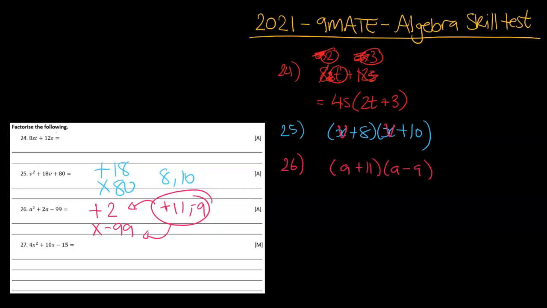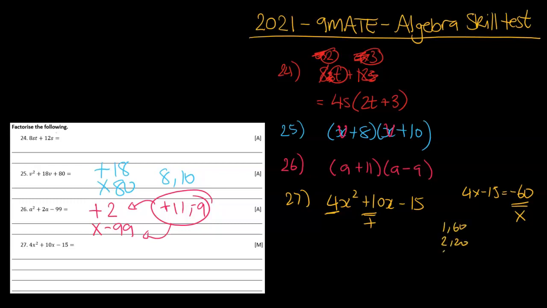To question number 27, and we had 4x squared plus 10x minus 15. This one here, the 4 there meant we're using the grouping method. So 4 times negative 15 is negative 60. I now need to think what multiplies to negative 60 and adds to positive 10. And in this instance, we would have run through all our factors. We would have gone 1 and 60, 2 and 30, 3 and 20, 4 and 15. We've got 5 and 12, 6 and 10, 7, 8, 9 wouldn't have made a difference here.